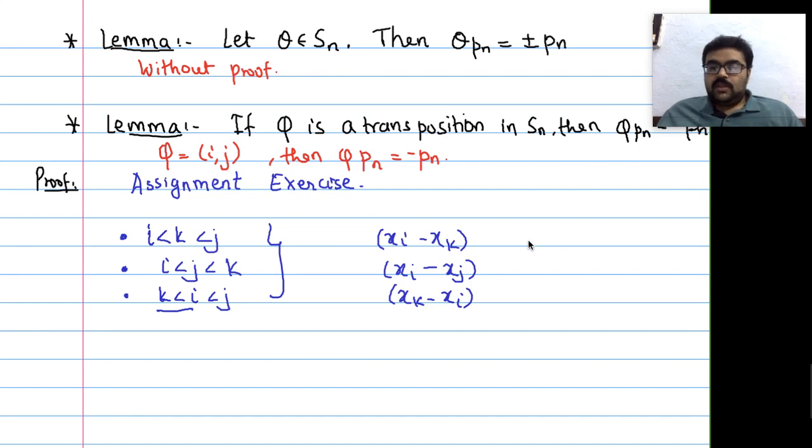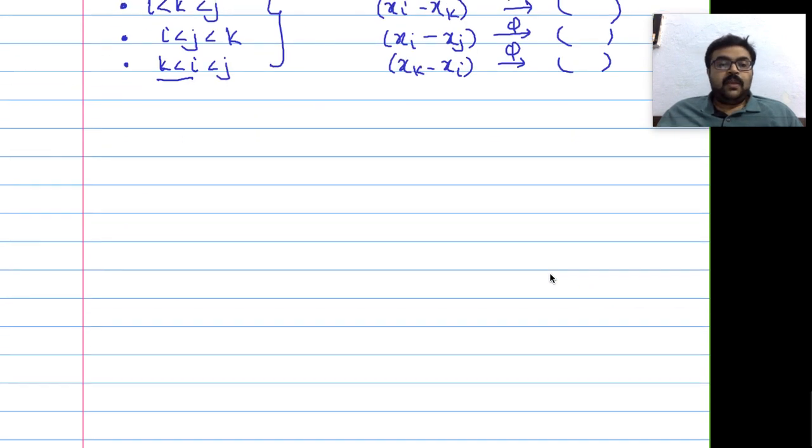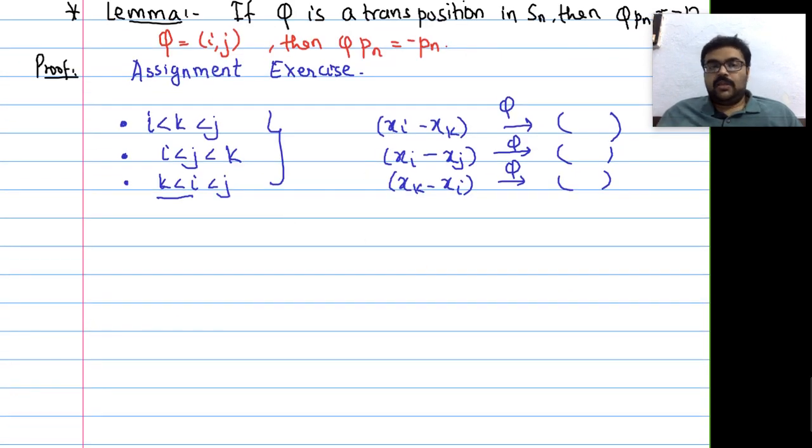So what becomes of this when we apply phi? What happens if I apply phi on this? Phi is the transposition, what does it give? So just check these three cases. That is the hint for the assignment exercise.